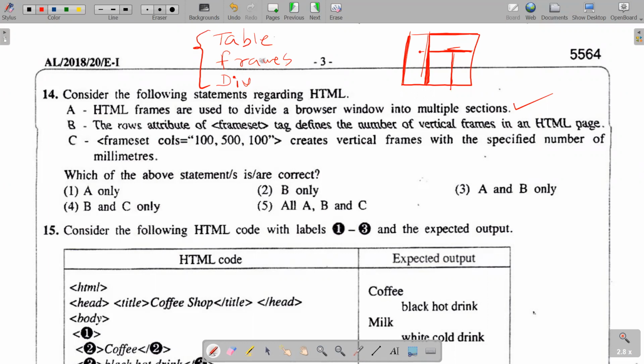The rows attribute of the frameset tag defines the number of vertical frames in HTML pages. Now, when it comes to frames, the rows attribute defines how many rows are going to be for the page. And then there is something called cols, which defines how many columns the page is going to be divided into, right?